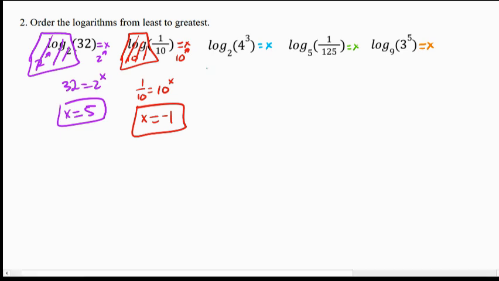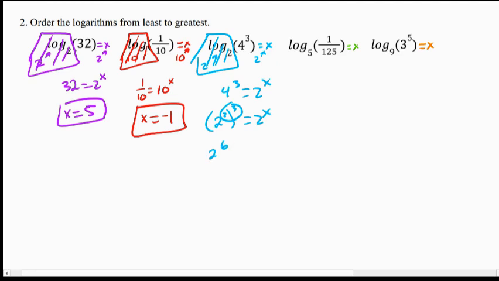Next one here, raise both sides with a base of 2. So I get 4 to the power of 3 equals 2 to the power of x. Now here's where it gets a little bit challenging, because I need to change the bases so that they are the same. So I'm going to make 4 to the power of 3 the same thing as 2 squared to the power of 3, and then use my power of a power rule to multiply. Once I have the bases that are the same, I can set those exponents equal to each other, and x is equal to 6.